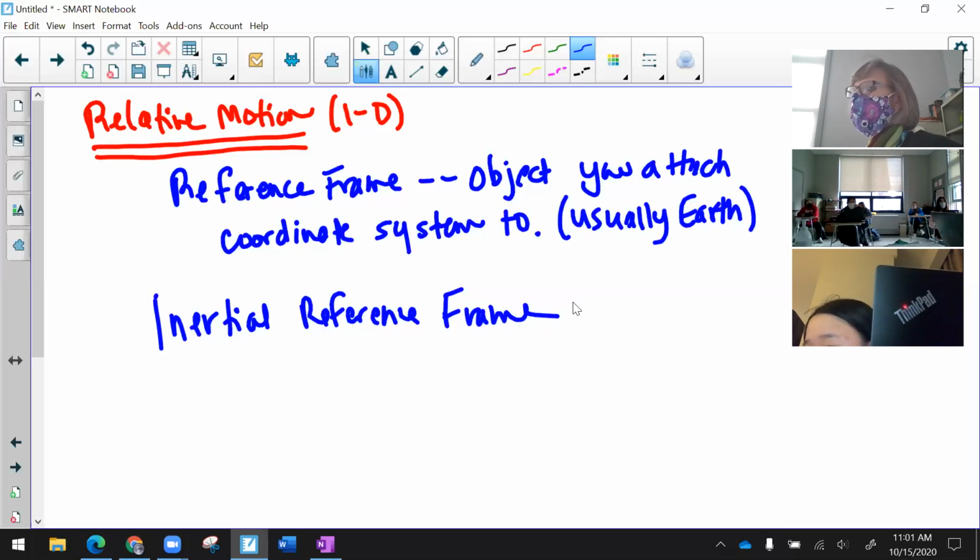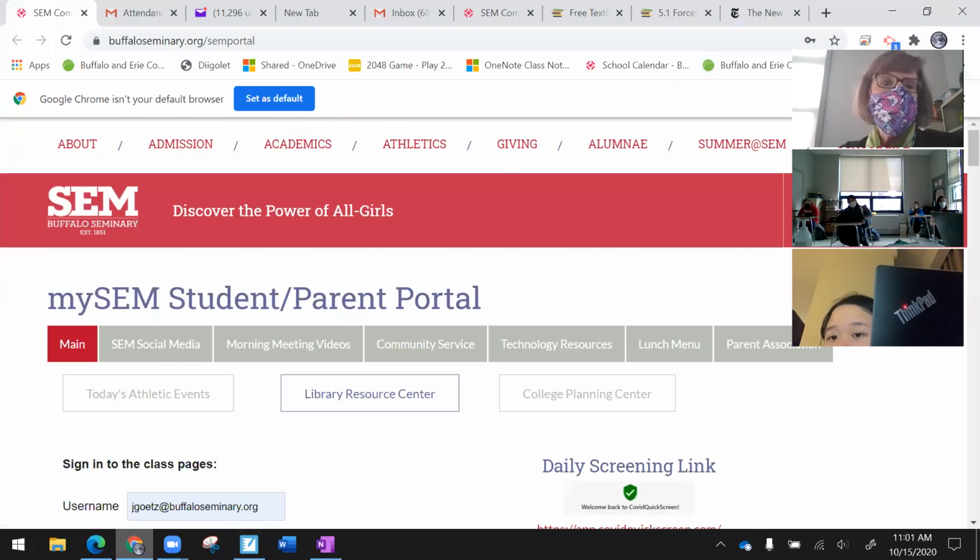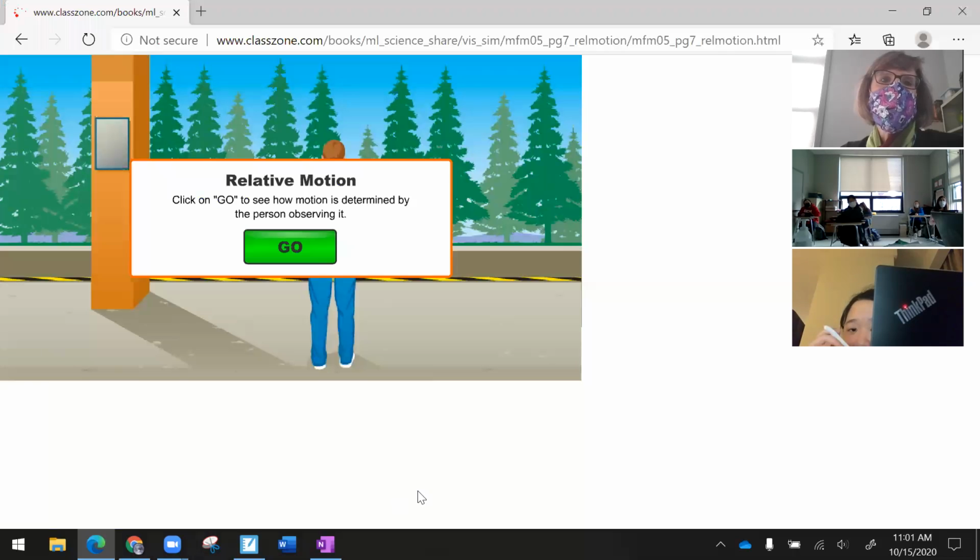Okay, all right. So we're going to keep inertial reference frames, and we're going to keep relative motion really simple. I want to start by looking at a video. I can't remember if there is sound on this, but I think I made the sound come through. Okay.